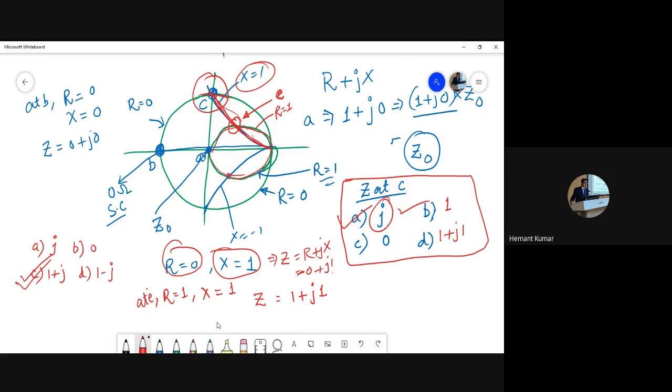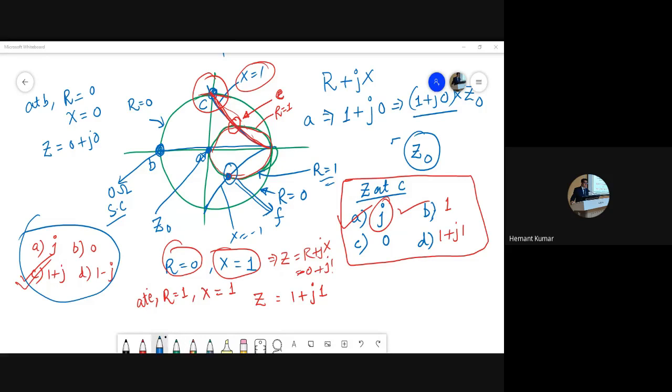Calculate at this point. Suppose this point is F. Calculate the impedance at F, and the same options are given. Calculate the impedance at F. This point.